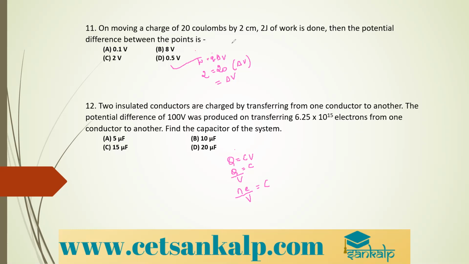N is equal to 6.25 into 10 raised to 15. E is equal to 1.6 into 10 raised to minus 19. Then V is equal to 100 volt. Therefore, if you substitute all the values, you will get the capacitance C is equal to 10 microfarad. That is option B. So just substitute the values in the formula and simplify. Option B is the correct option.